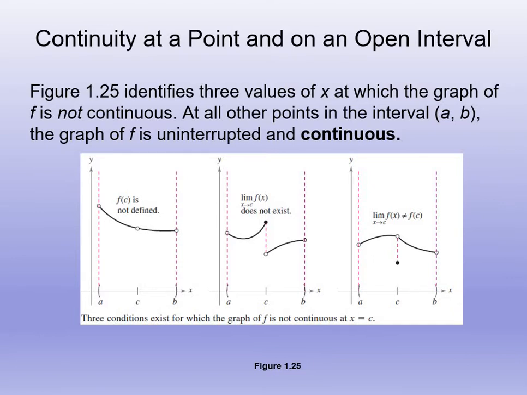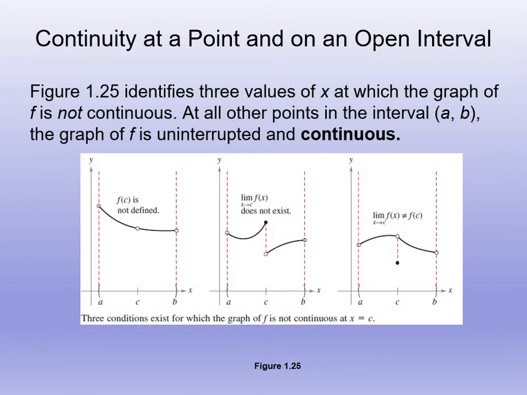And then we've got to look at the last piece. f of c does exist. The value at c exists. That's where the black dot is. However, the limit does not equal the value. I'm sorry, I misspoke. I said the limit doesn't exist. The limit does exist. However, the limit doesn't equal the value. Therefore, it is not continuous. So that's understanding the three conditions for when the function is not continuous.